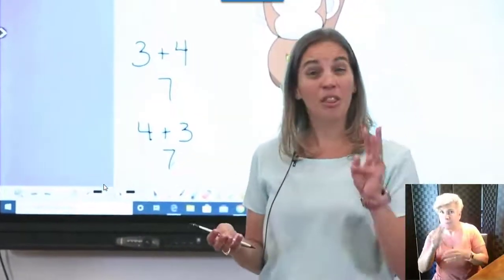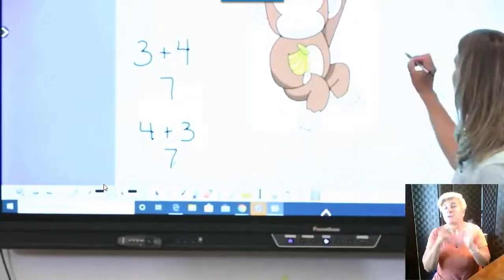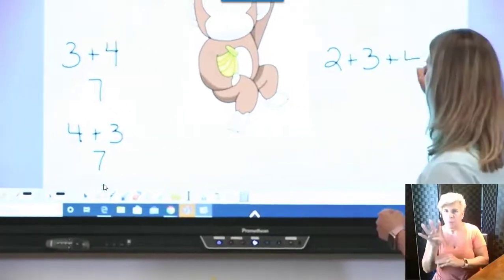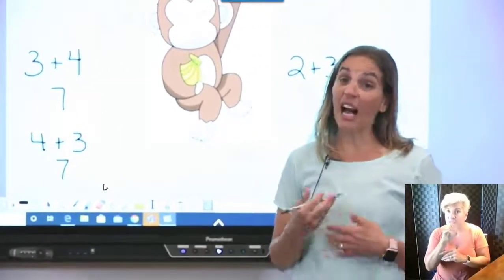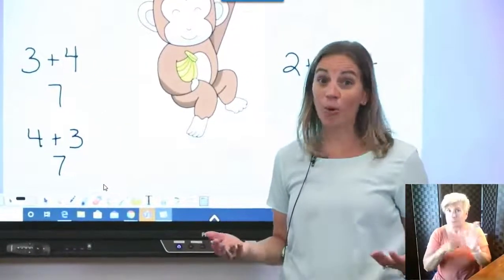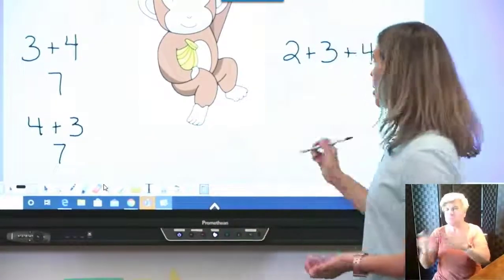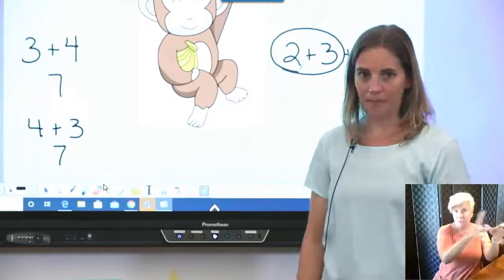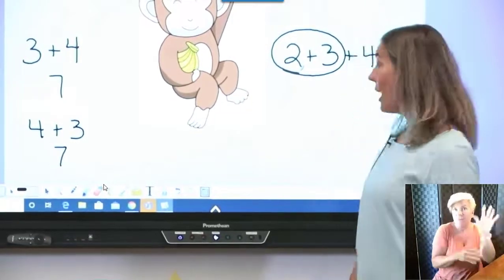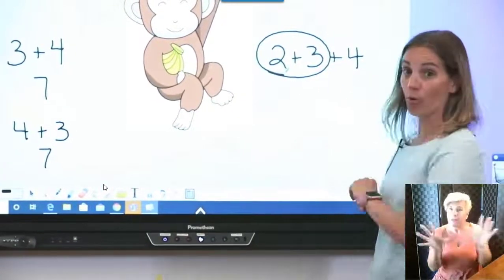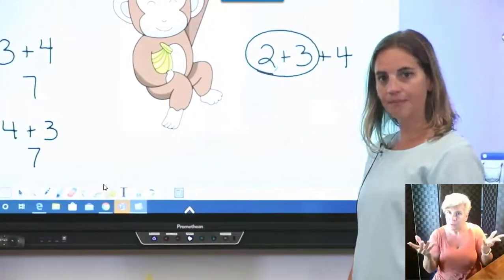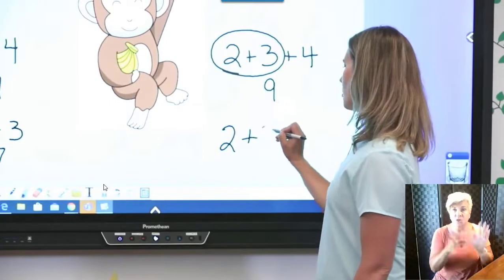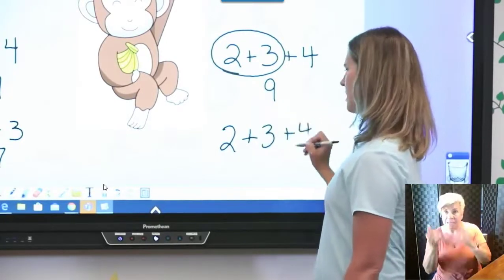That time I need 3 numbers. So what if I had 2 plus 3 plus 4? The associative property says I can group those numbers any way and still get the answer. So I can start by grouping these 2 numbers. What's 2 plus 3? Yep, 5. And if I do 5 plus 4, what answer do I get? Perfect, I get 9.